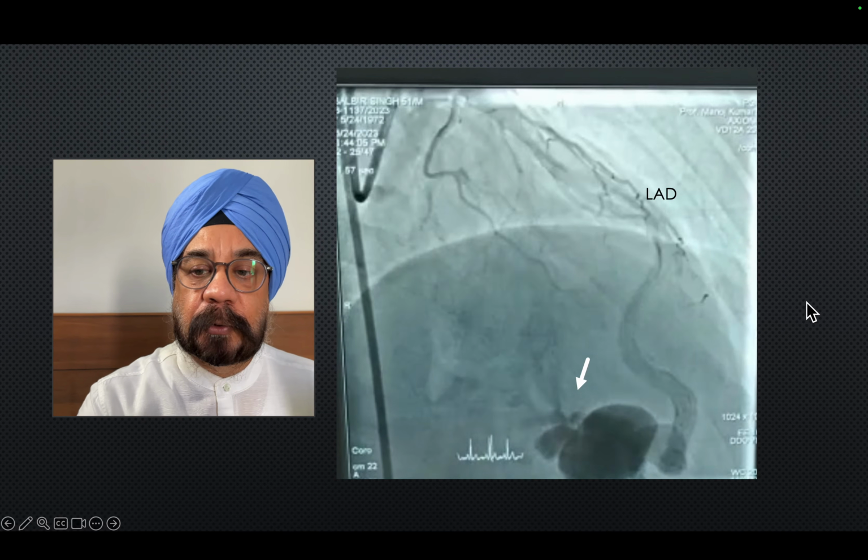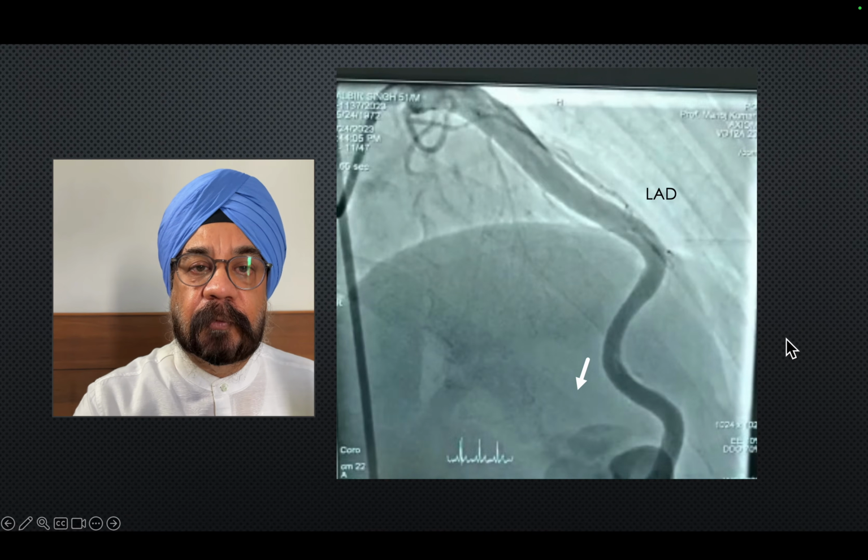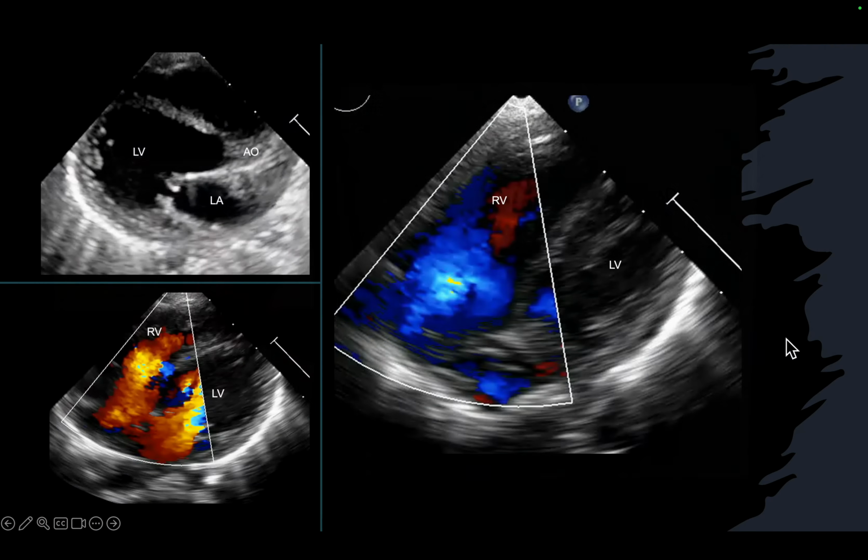The plan was to coil embolize this in 2 stages.